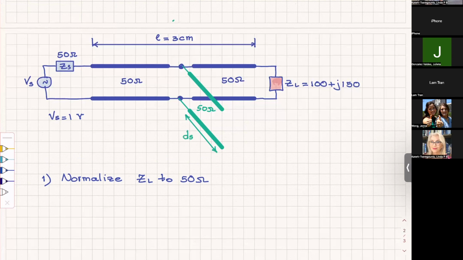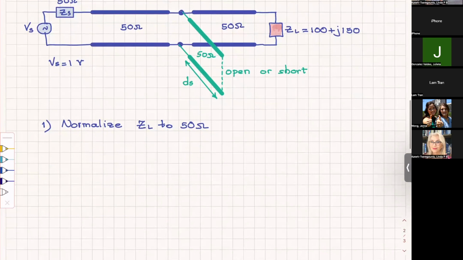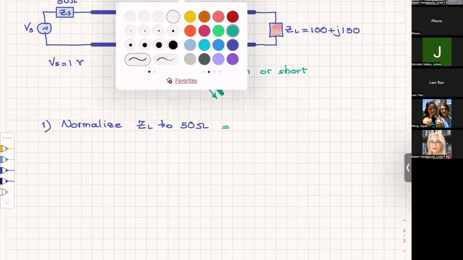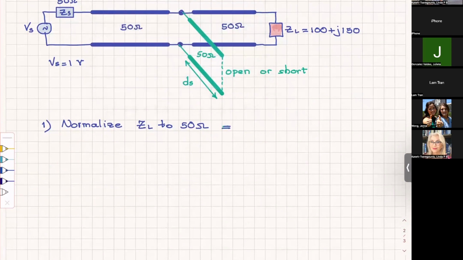All right. And then here that can be open or short. If we normalize ZL to 50 ohms, it becomes Z_L normalized equal to 2 plus j3.